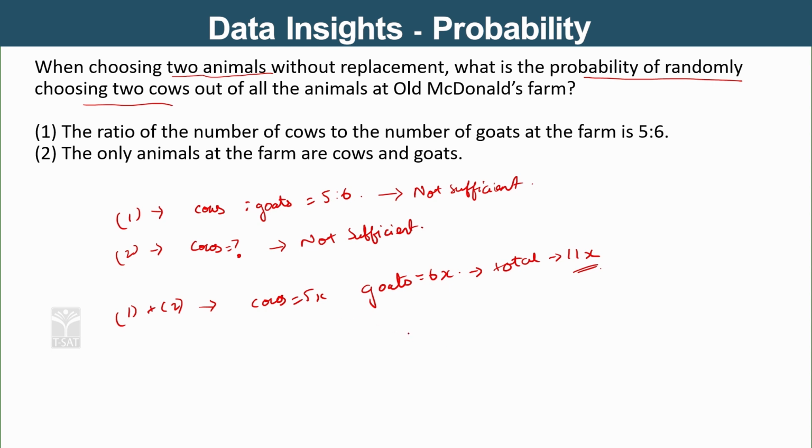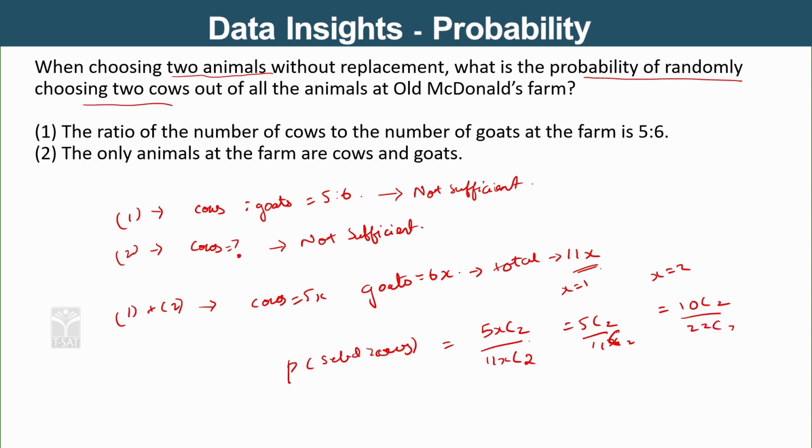If you are choosing the probability of randomly selecting 2 cows, it will be the number of cows, that is 5x C2, divided by the total, that is 11x C2. If x is equal to 1, you will have 5 C2 by 11 C2. If x is equal to 2, it will be 10 C2 divided by 22 C2.